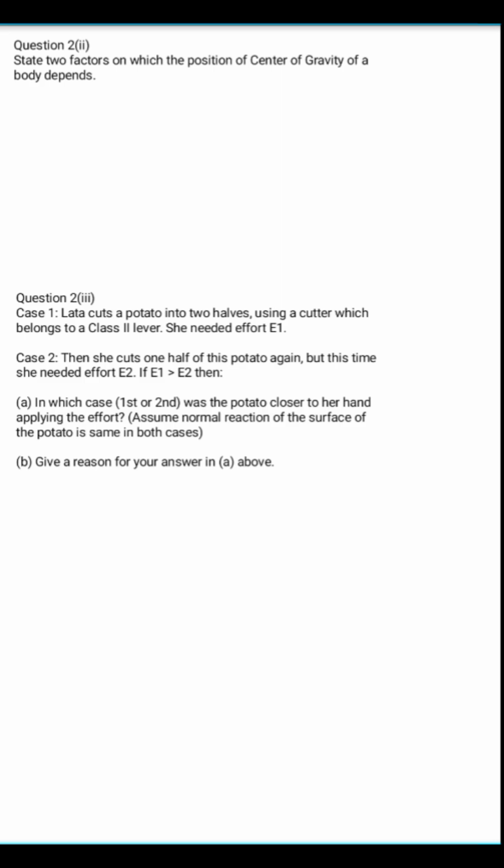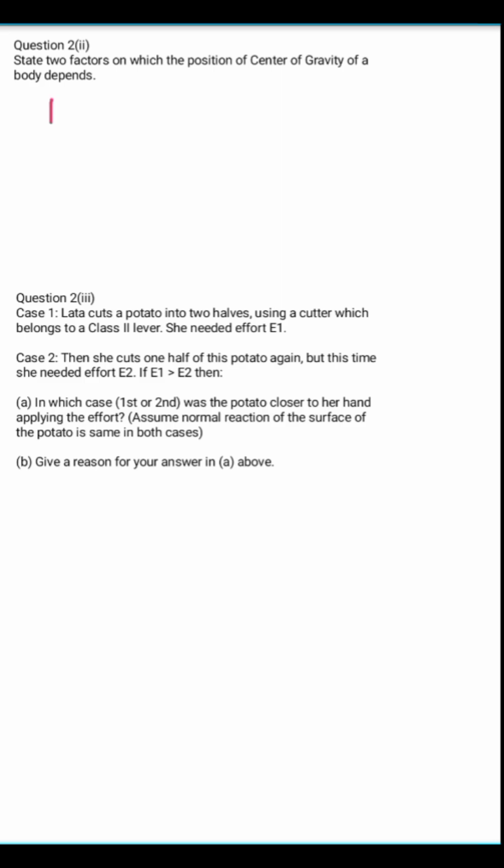Today we are going to begin with question number 2, sub-question 1. State two factors on which the position of the center of gravity of a body depends. So this is from chapter number 1. They have asked us the conditions or the reasons on which the center of gravity of a body depends.